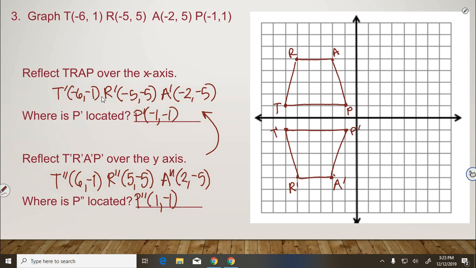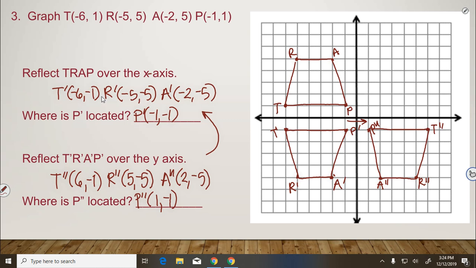So now I'm taking these points and moving them over this way. P double prime is going to be here. T double prime is going to be here. A double prime, right now it's 2 away on the left, it's going to be 2 away on the right. And R double prime, it's 5 away on the left, now it's going to be 5 away on the right from the y-axis. So now we have our third shape that is just a reflection of that original shape once over the x-axis and then twice over to the y-axis.